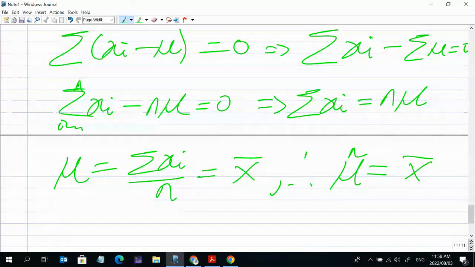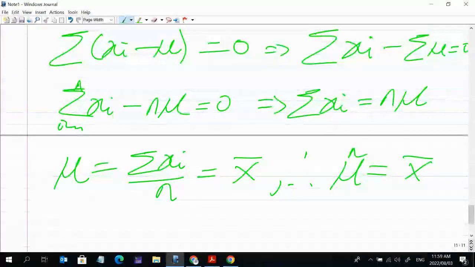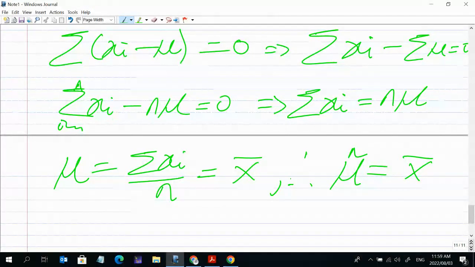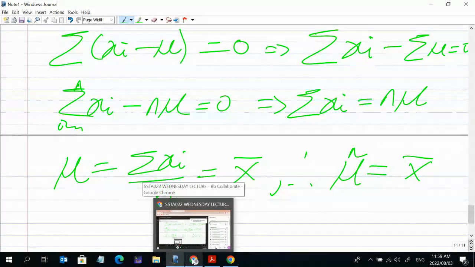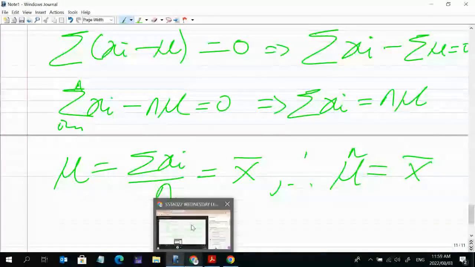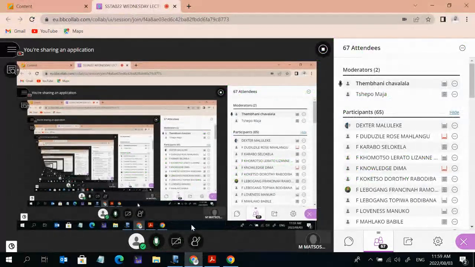So we are taking the 10 minutes break. We'll resume at 12:10. Then we look at the estimator of the variance, because this is the estimator of the mean. Remember, the normal distribution has two parameters, which are the mean and the variance. So let's take a break.